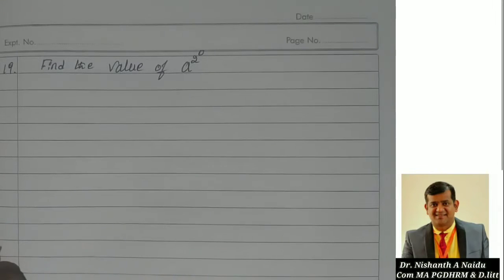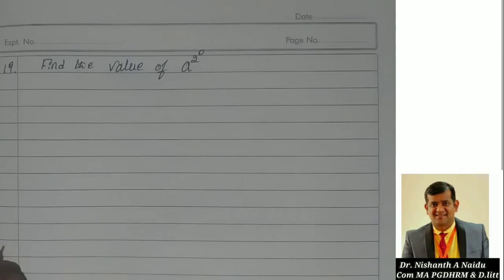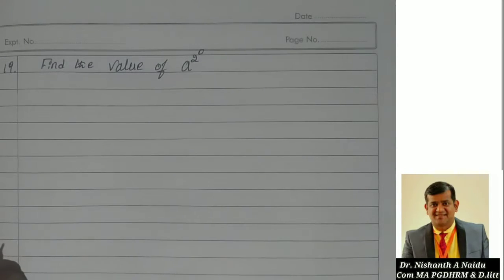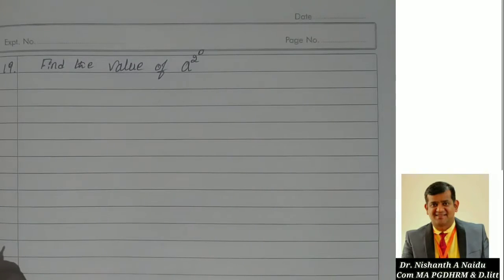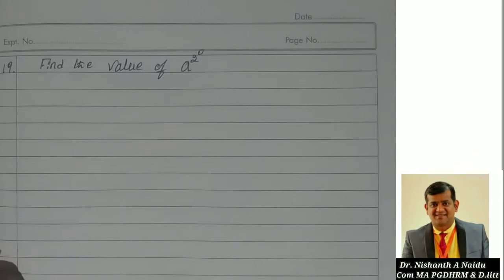While teaching the laws of indices, I have made it very clear. In the sixth law of indices, I was very clear. You can refer once again. A to the power 0 is always equal to 1. So a to the power 0 is equal to 1. I have already told you that while teaching the law.